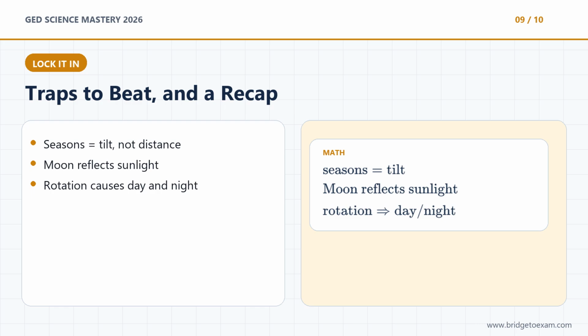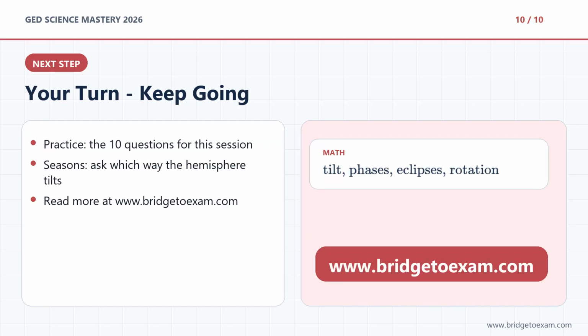The recap: rotation, revolution, reflected moonlight, eclipse alignment, and tilt. Excellent work today. You can now explain moon phases, tell solar from lunar eclipses, and beat the seasons distance trap. Your practice for this session is the 10 questions attached to this lesson. For seasons, ask which hemisphere is tilted toward the sun. For eclipses, ask what object is in the middle.